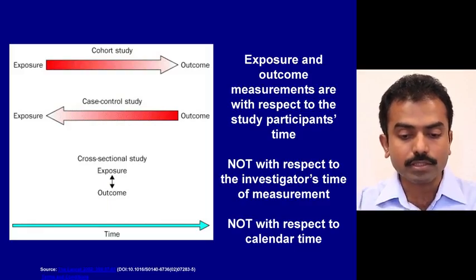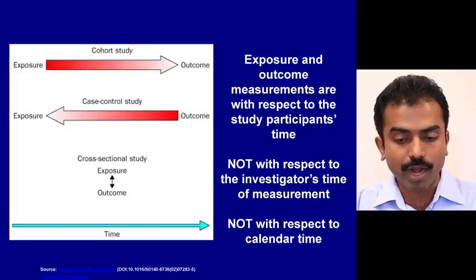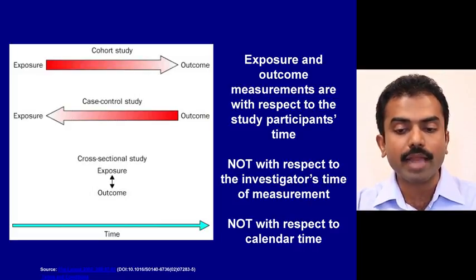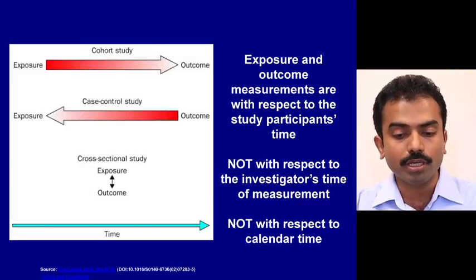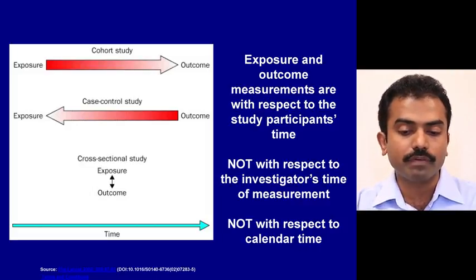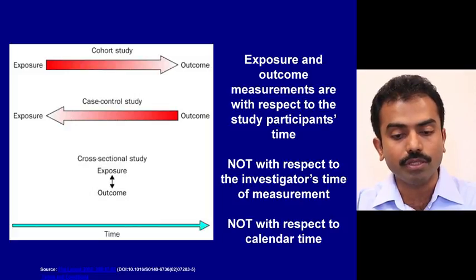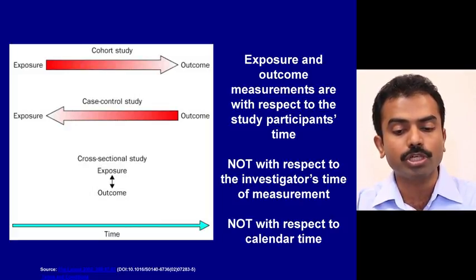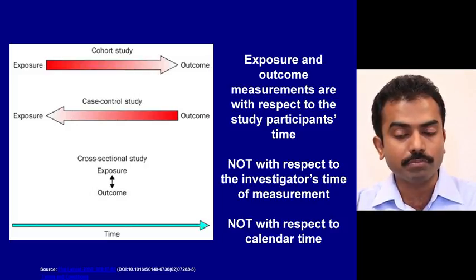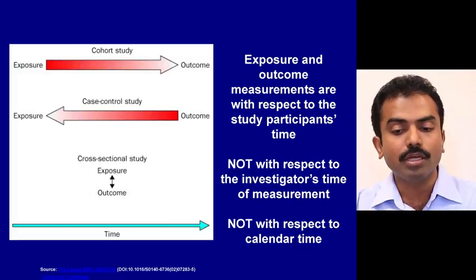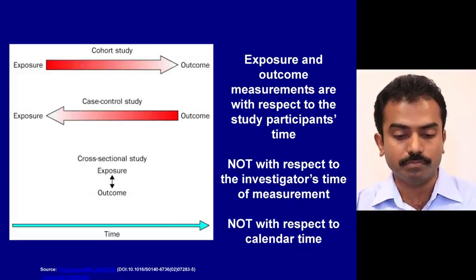So one of the things to clarify right up front is the directionality of exposure and outcome measurements, especially because there is often a lot of confusion. In a cross-sectional study, you're measuring both exposure and outcome at the same point in time. When I say at the same point in time, this is with respect to the study participants' time.